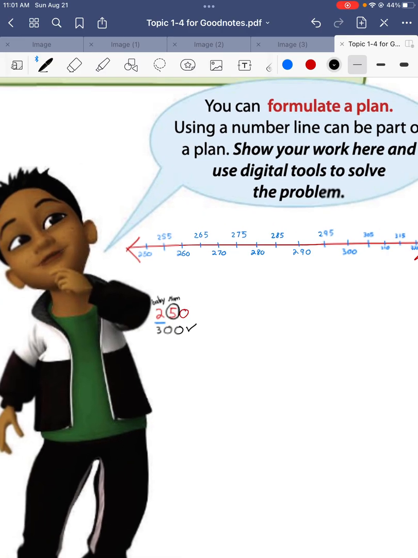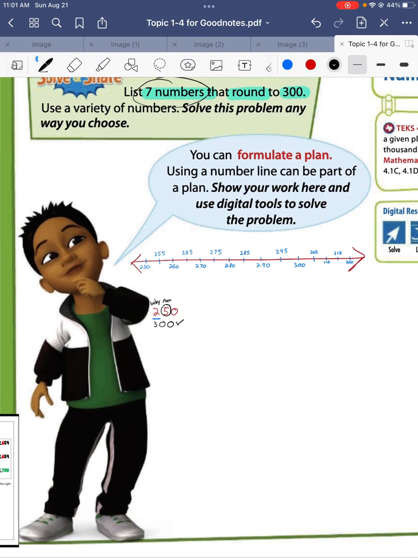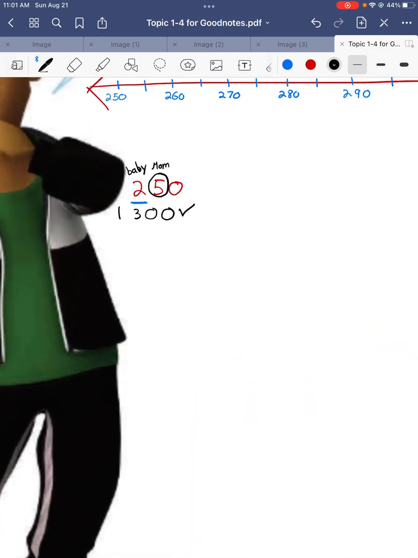Awesome. Okay, but I need 7 numbers. It says list 7 numbers. So let me keep doing it. So that's 1. So next one I'm going to do is 260. I underline the digit to the nearest left, which is the 2. That could be my baby. And then I'm going to circle the digit to the right, which is my 6. That is my mom.